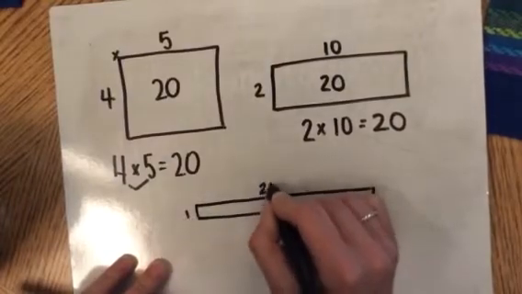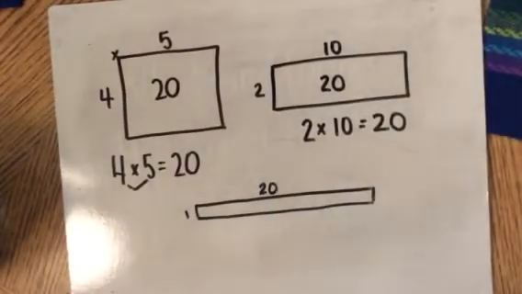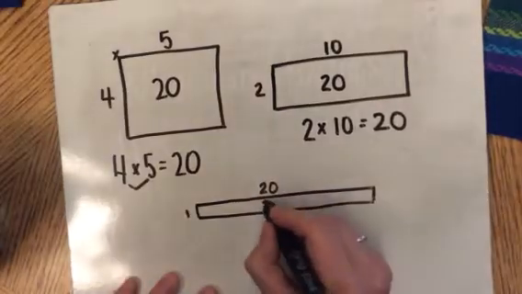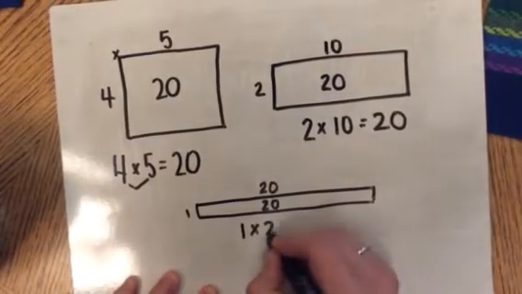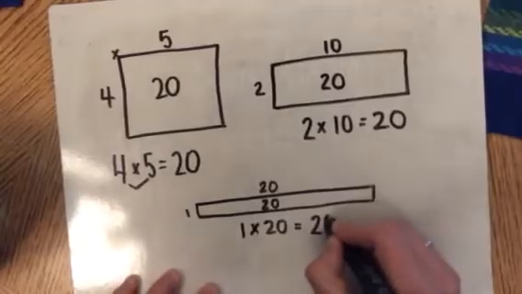1 and 20. Oop, there's my dog. Quiet. Okay, so we know 1 multiplied by 20 is 20.